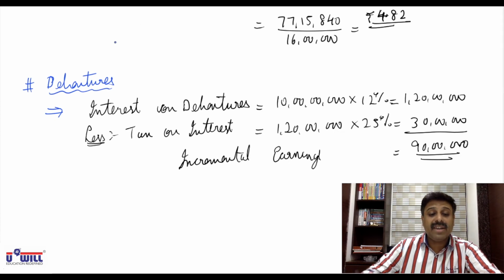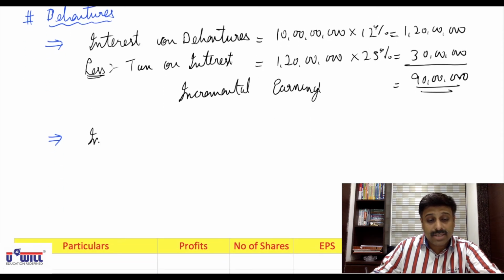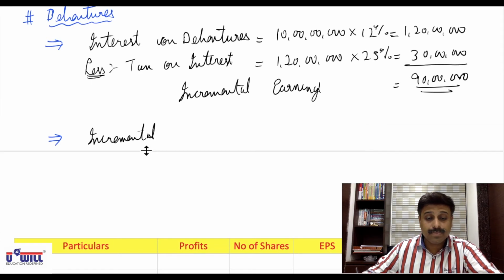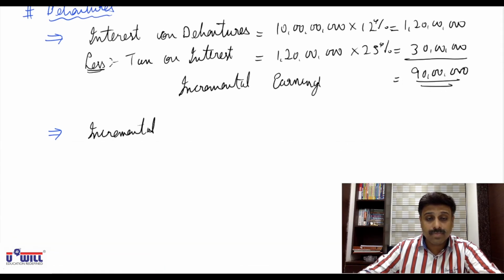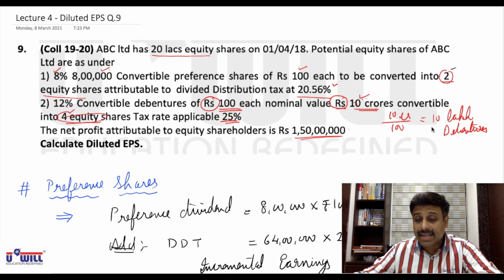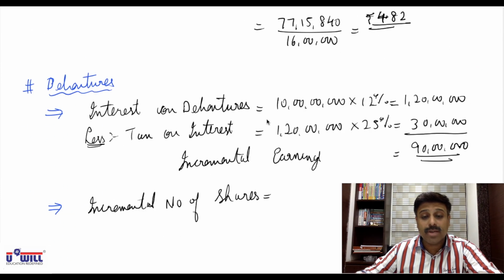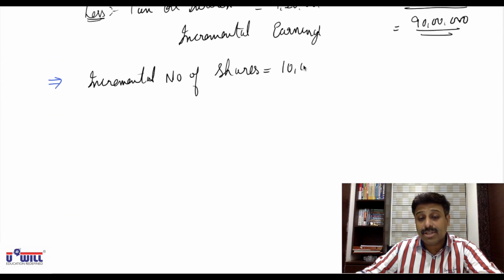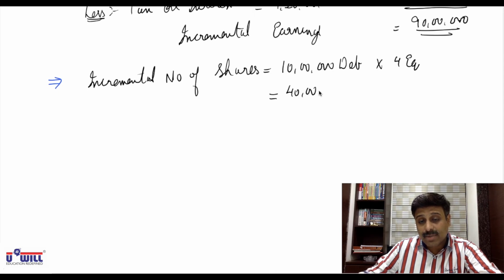Now same way we will find incremental number of shares. As we discussed, there are 10 lakh debentures and they'll get converted into 4 equity shares each. So 10 lakh debentures into 4 equity shares means the incremental number of shares will be 40 lakh equity shares.